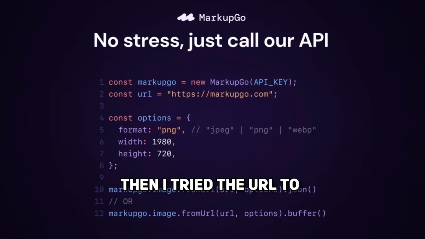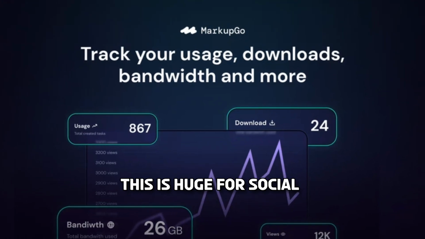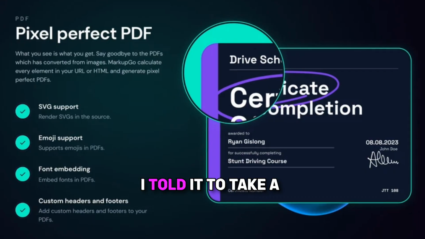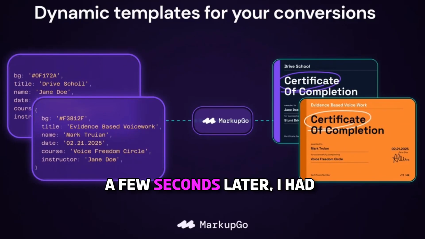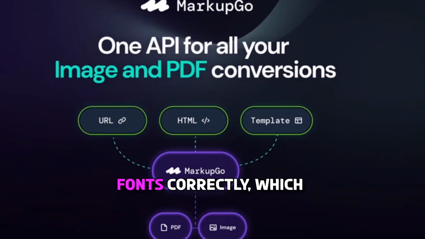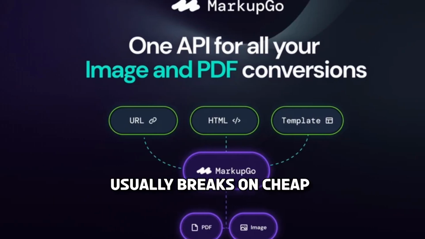Then I tried the URL to image feature. This is huge for social media managers. I pasted the URL of my podcast website. I told it to take a screenshot. A few seconds later, I had a high-res PNG of my homepage. It even loaded the custom fonts correctly, which usually breaks on cheap tools.